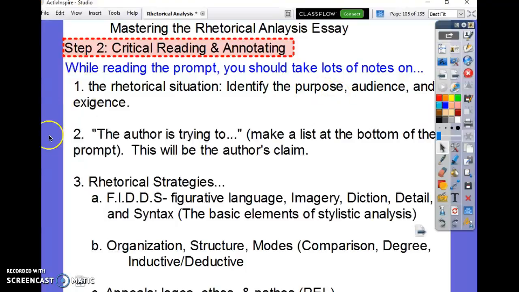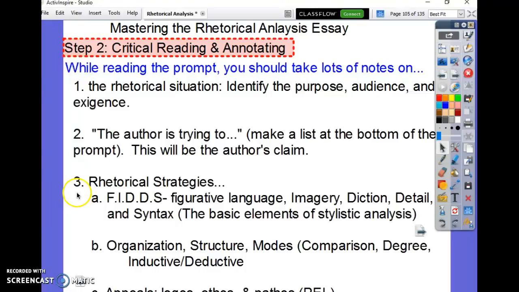at the bottom of the prompt. The second thing that you're reading for, and again, you're reading for all of this at the same time, you don't have time to go back and reread, is to come up with the author's claim. List this at the bottom too, because that's going to go into your introduction, and that claim is going to control your entire response.